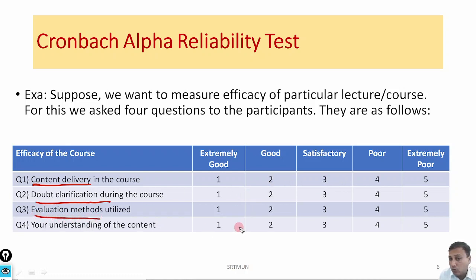Evaluation method utilized, how was it? Fine. And finally, the participants' understanding, student understanding about the content. On the basis of these 4, I am going to find the efficacy of the course. And in the Cronbach alpha, I'm going to test whether the responses here, here, here and here for the different questions are all associated, are they going in the same pattern, are they consistent. That we are going to find here in the Cronbach alpha.